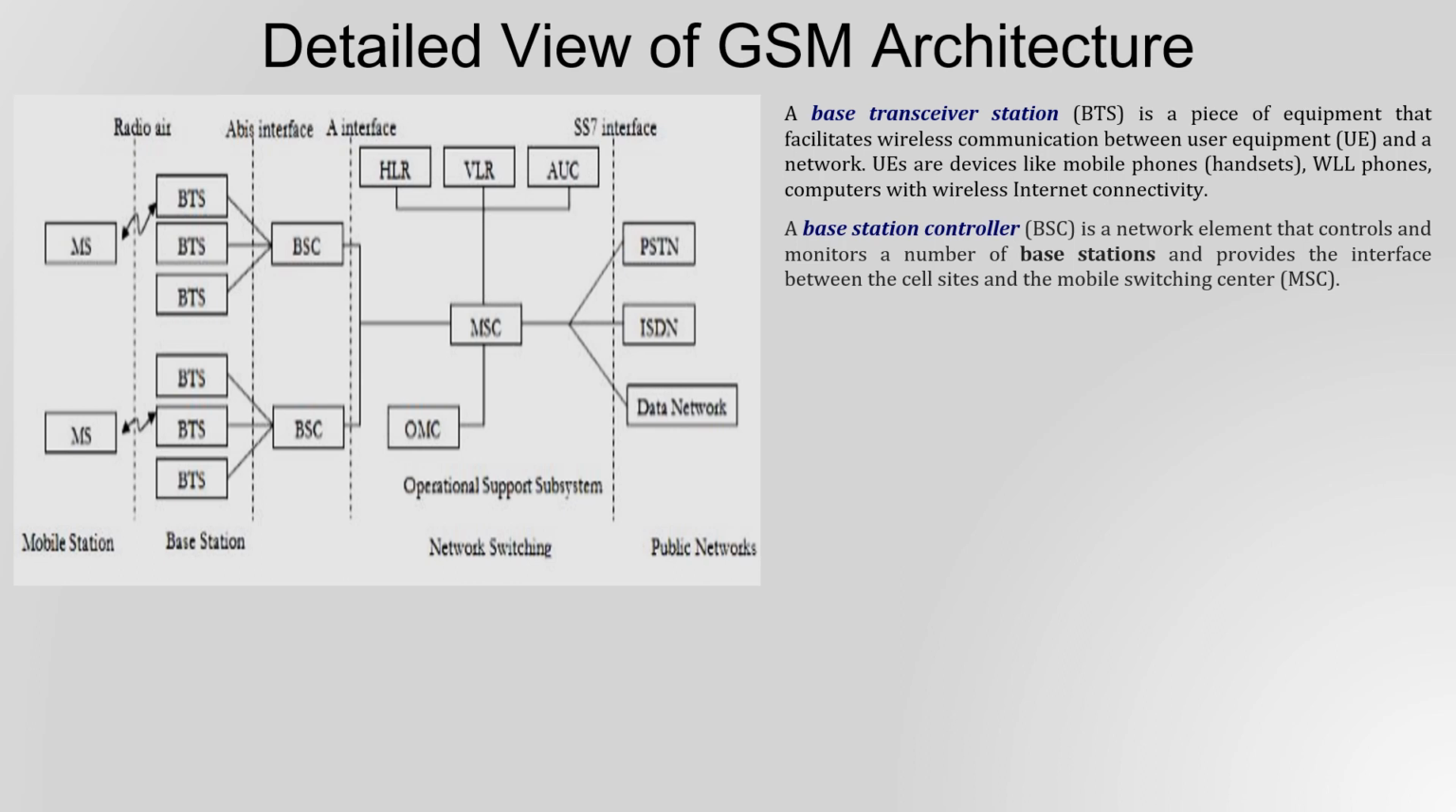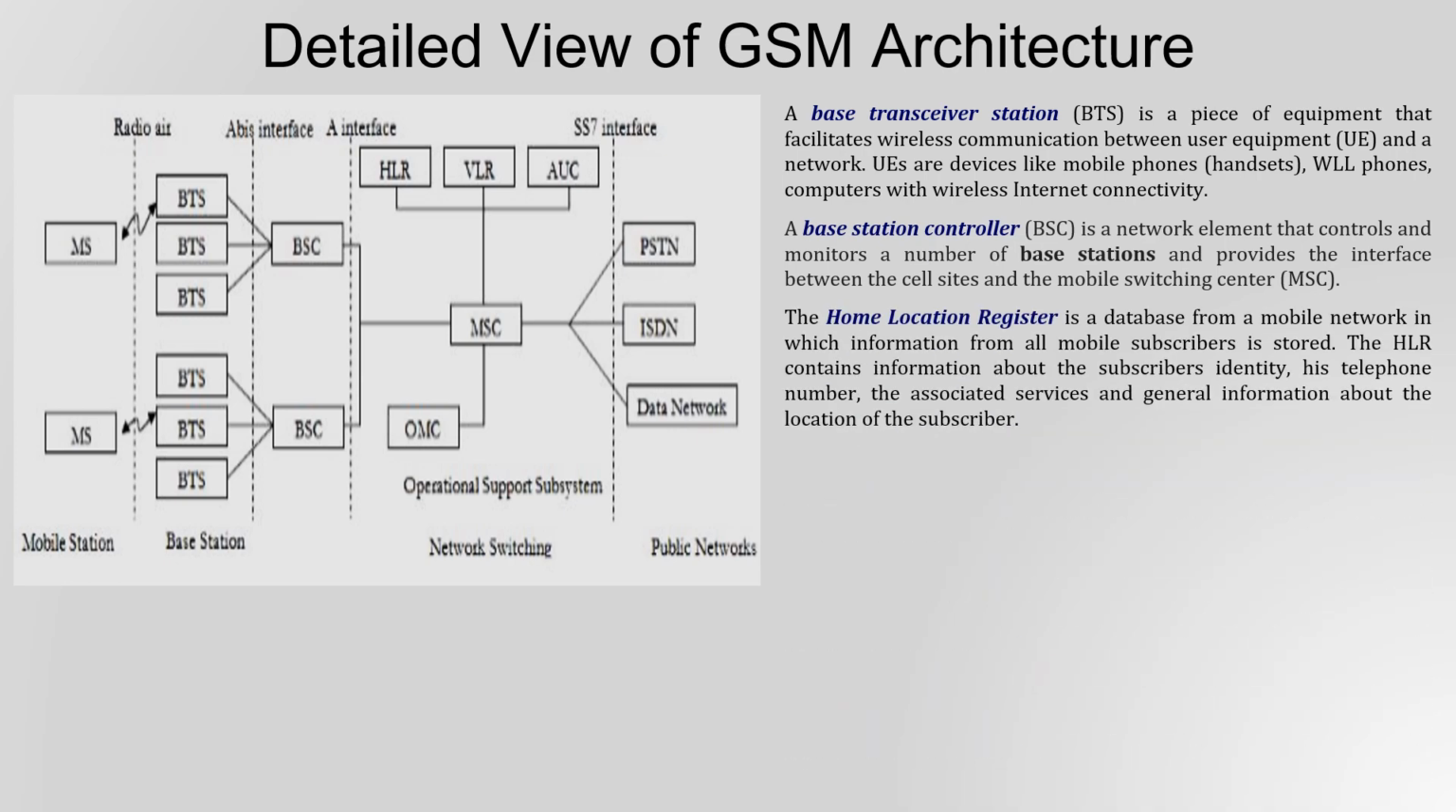Over here in the MSC we have three different components. The first one is HLR. The HLR is abbreviated as home location register, which is a database of a mobile network in which the information of all the mobile subscribers is stored. The HLR usually contains information such as the telephone number, the identity of the user, the associated services, and also some other general information about the location of the subscriber. The subscriber is nothing but the user over here. All these kinds of information will be registered in the HLR.